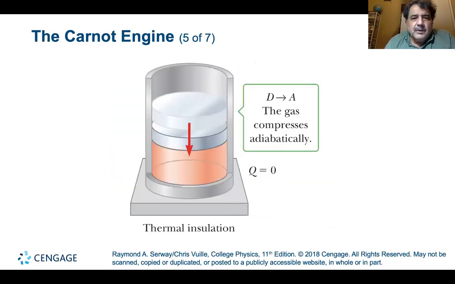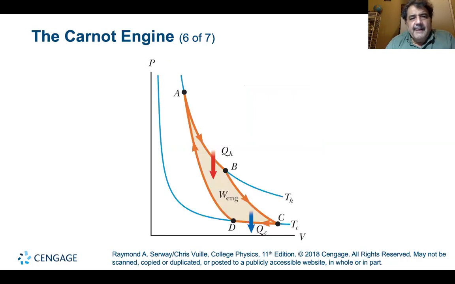And then from D to A, the gas compresses adiabatically. Again, Q equals 0, and there's thermal insulation, so there's no energy being transferred. Q equals 0, and we start the cycle over again. And this is the cycle: A to B, B to C, C to D, and then D to A. The cycles that we just went through are represented here in this PV diagram.